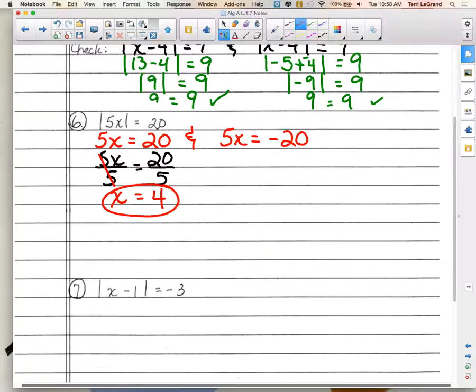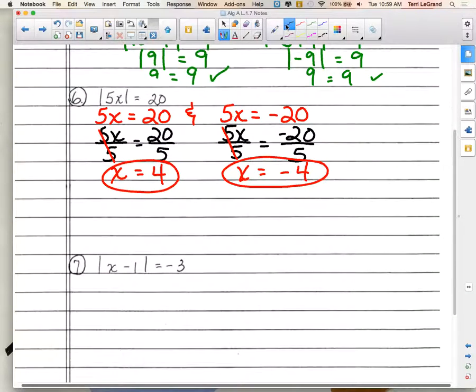Because we have to check this also, but we'll wait till we get our other solution. And then the other one, we're going to do the same thing. We're going to divide both sides by 5. And x is equal to what in this one? -4. It does turn out to be the opposite this time. Doesn't mean it will every time, though. Sometimes it does.